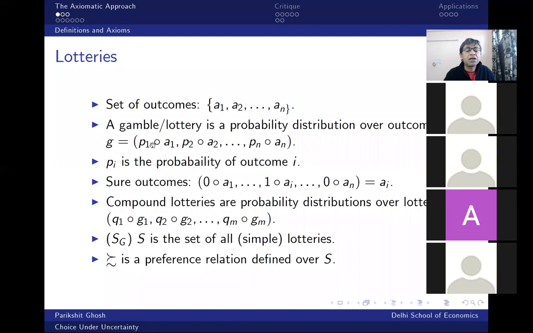A special case of a gamble or a lottery, as I've defined it, is the degenerate distribution. So think of the lottery which puts probability one on the outcome Ai and probability zero on all the other outcomes. So that lottery is basically the outcome Ai, the sure prospect. If you put your money in a fixed deposit, then it's a fixed interest option. So you know ahead of time what the value of your portfolio will be if you exercise that choice. So that's a degenerate distribution.